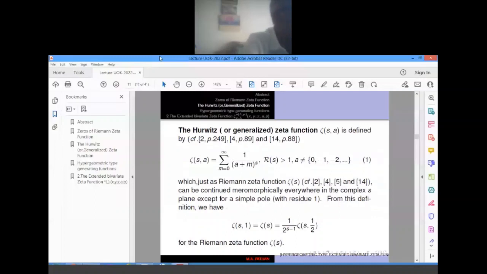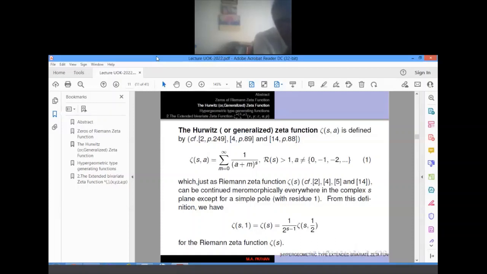Now, sometimes we say generalized zeta function, zeta(s, a), is simply written as a series with numerator 1 and denominator (a plus m) to the power s, where conditions are given for s and a, and this a should not be equal to 0, minus 1, minus 2, and so on. But just as the Riemann zeta function zeta(s) can be continued analytically everywhere in the complex s plane except for a simple pole with residue 1. From this definition we have zeta(s, 1) equal to zeta(s).